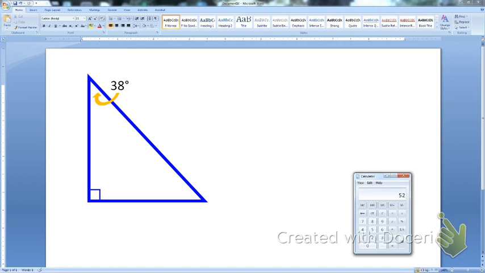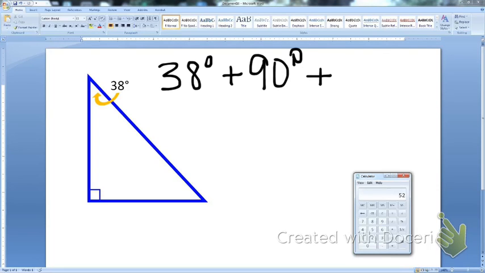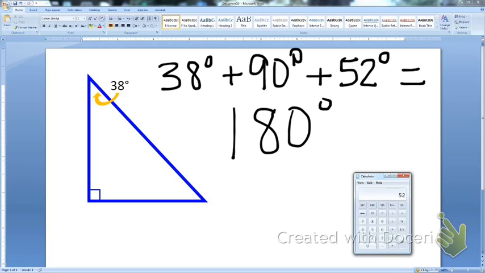So, what that tells us is that 38 degrees plus 90 degrees plus 52 degrees gives us 180 degrees. And this missing angle has to be 52 degrees, which, as a note, is also an acute angle because it is less than 90. This triangle is a right triangle, which means it has one right angle and two acute angles.